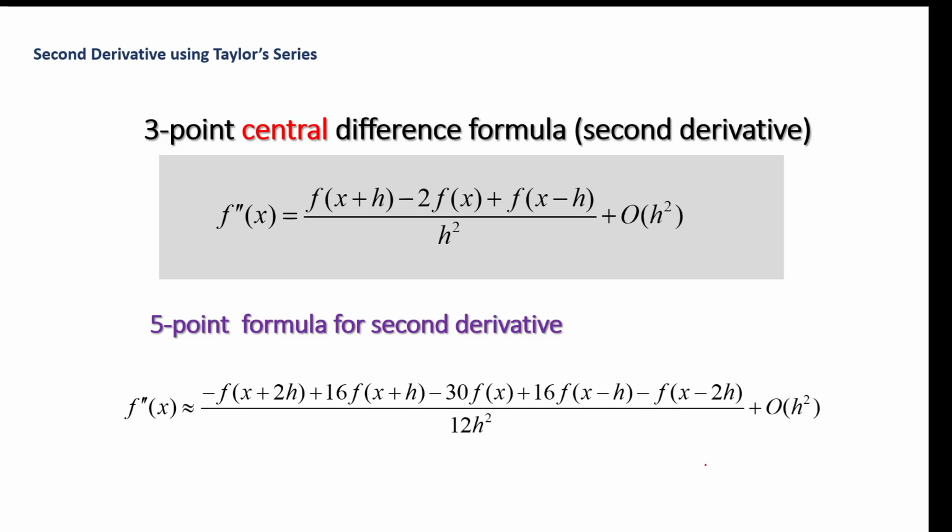Yes, there is a negative for this 5-point formula at the very front. Negative f(x+2h). Should be correct. Let me check. Yeah, correct. Negative f(x+h). This is negative, positive, positive, negative. Correct. Okay, thank you.